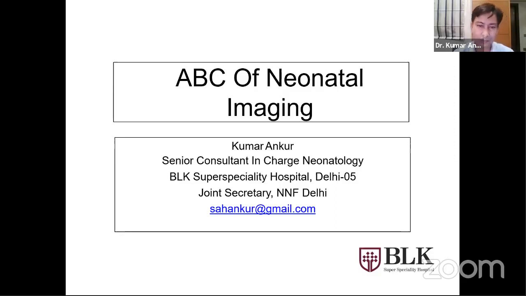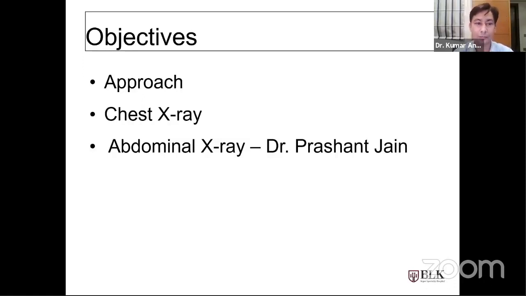Today we will be discussing mainly the approach to neonatal chest X-ray, because it's a very long and large topic, so it won't be possible to discuss each and every aspect of neonatal imaging. So we have decided we would be discussing chest X-ray, and Dr. Prashant Jain, senior consultant director at BLK Super Speciality Hospital, Department of Pediatric Surgery, would be discussing abdominal X-ray. As pediatricians and clinicians, we do X-rays almost on a daily basis, be it in NICU or PICU or in the pediatric ward.